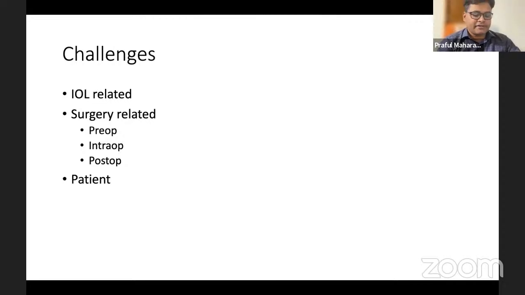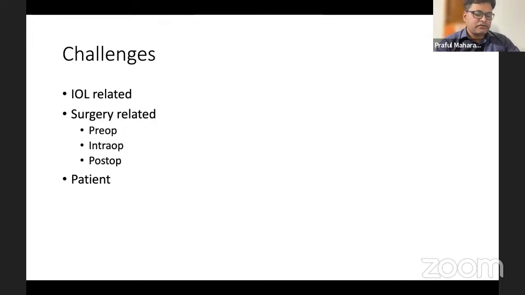The second is surgery related. This is probably the biggest concern when you're combining PKP with cataract surgery, because conventionally phaco, ECCE, these are all closed chamber procedures. But when you're combining cataract with a procedure like penetrating keratoplasty, it becomes an open chamber, open sky procedure. So there are challenges that I'll discuss intraoperatively during surgery-related issues. Post-op management is similar to a routine cornea transplant procedure. However, there are some issues which I will discuss subsequently.